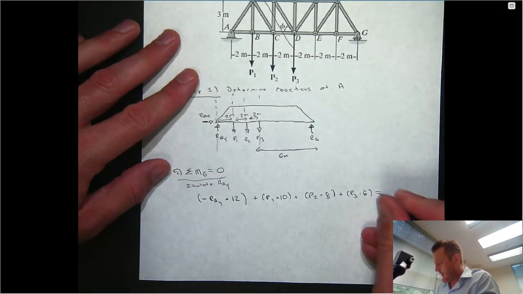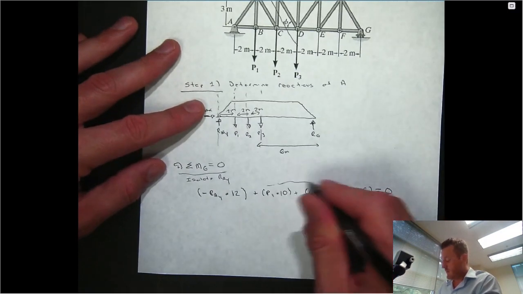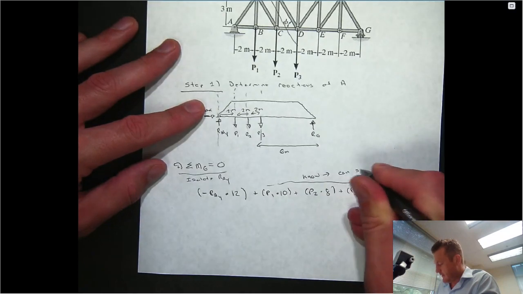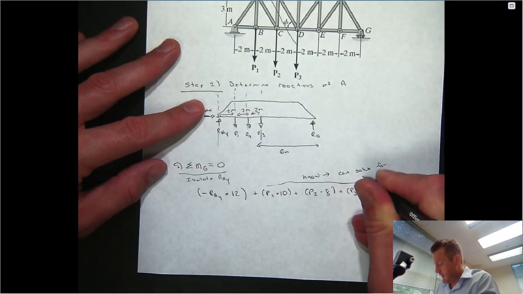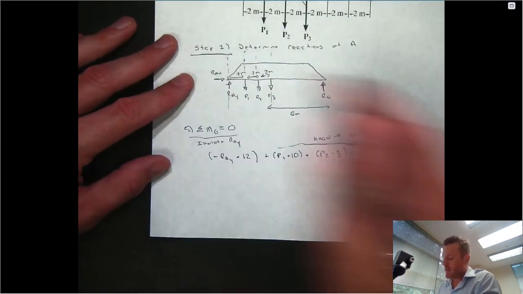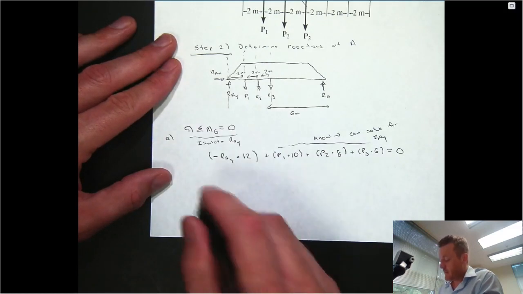So I went through that a little bit quick because hopefully everyone is pretty familiar with doing this now. So you know these values, which means you can solve for RAY. And I'll let you do that since that is a homework problem. But the idea is that once you've determined RAY, this is kind of like the first equation of equilibrium that you need to enforce.